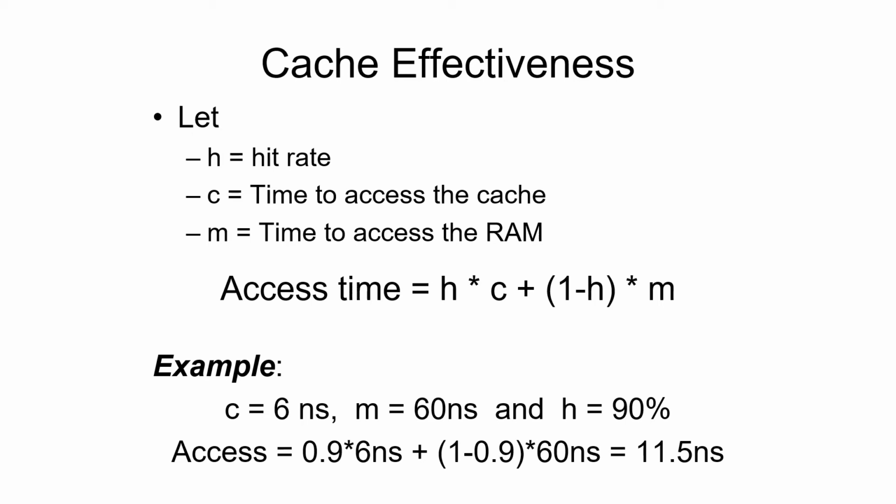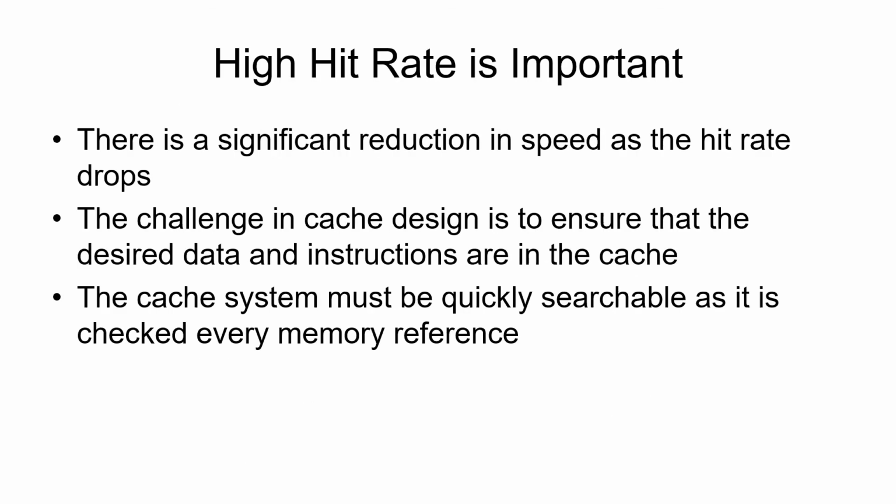In our example below, we'll say you could access the cache in 6 nanoseconds and the memory in 60 nanoseconds, and you got a 90% hit rate. So the access time is 90%, or 0.9, times the 6 nanoseconds plus 1 minus 0.9, or 0.1, times the 60 nanoseconds memory, and that calculates out to 11.4 nanoseconds. So you notice that it's significantly slower than the cache hit rate, even with a 90% hit rate. So high hit rates are important.